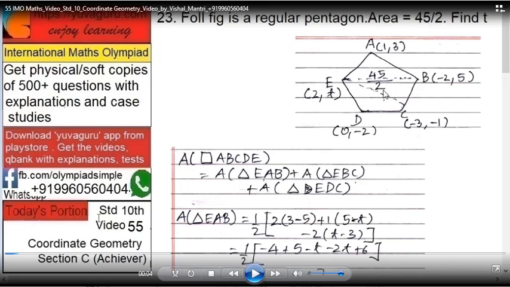Area is 45 by 2. This is the total area. And these coordinates are already given. See, this figure would be given to you in the exam. Find t. You have to find this t.